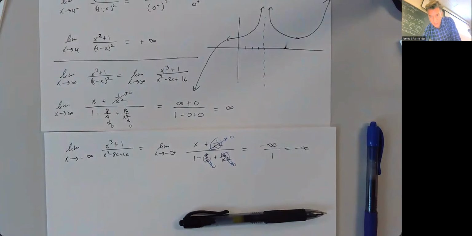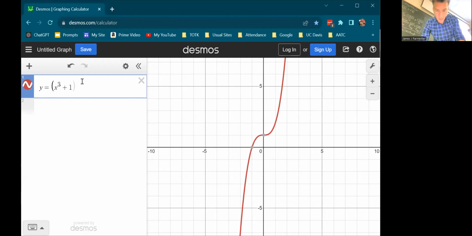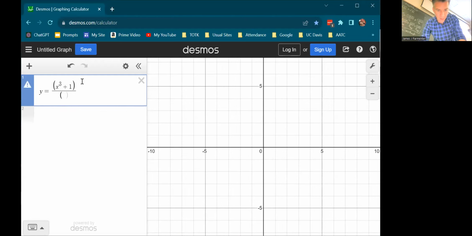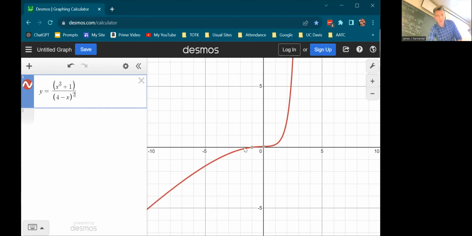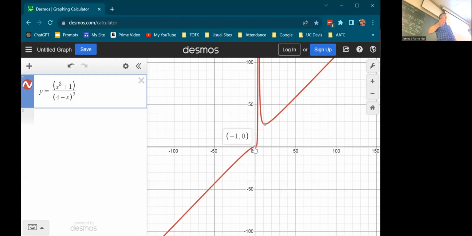Here's what the graph actually looks like. It was x cubed plus 1 divided by 4 minus x squared. And so if you zoom out a bit, you can see, oh yeah, you got that vertical asymptote at 4. And then to the right, it goes up and up and up to infinity. And to the left, it goes down, down, down toward negative infinity. So that's what's happening. No horizontal asymptotes here.